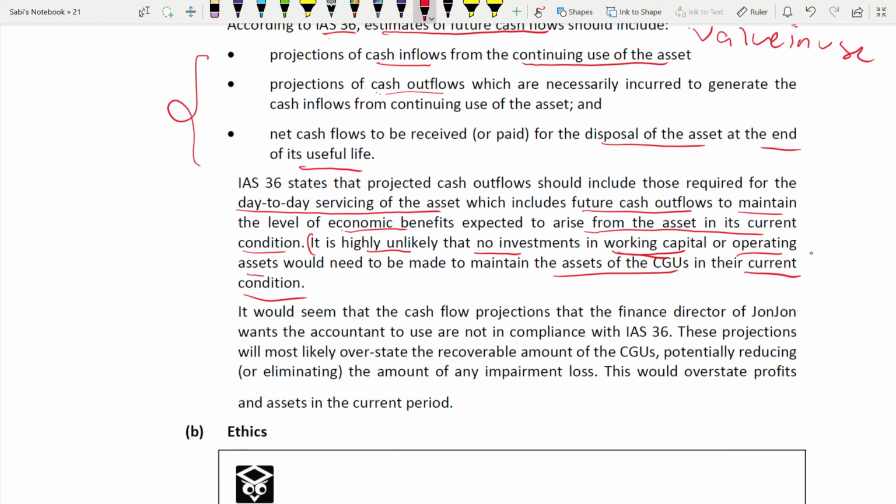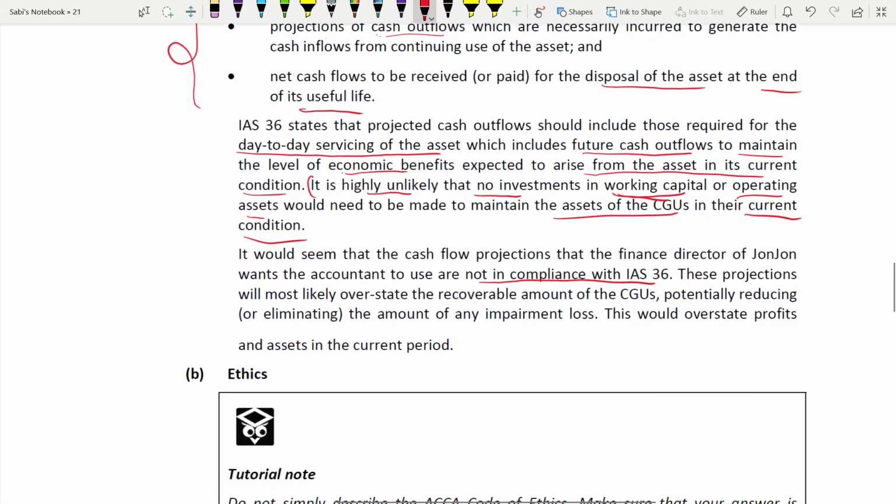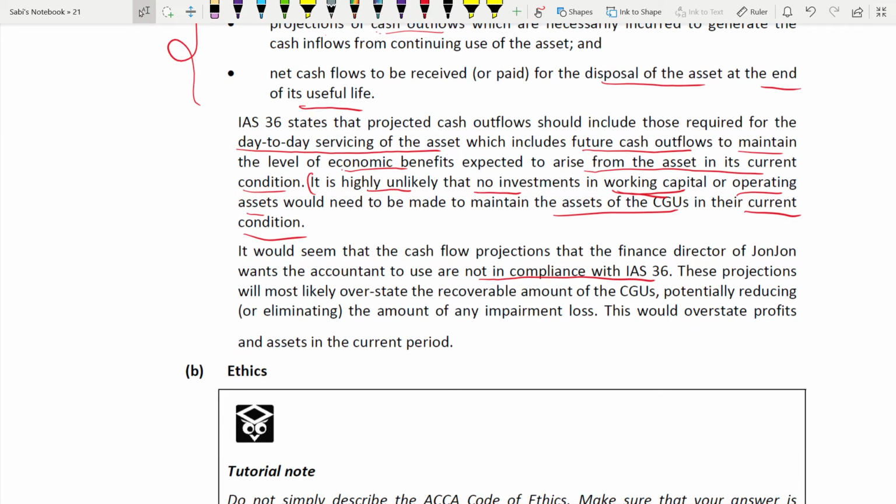So it would seem that the cash flow projections that the finance director of Johnson wants the accountant to use are not in compliance with IAS 36. Please feel free to write this sentence. It's not complying. So what would happen if these errors are there? This will most likely overstate the recoverable amount of the CGUs.